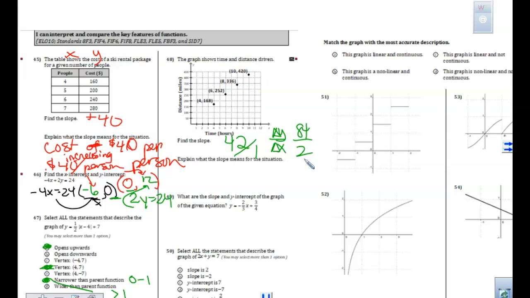So in this situation, how could you describe what it means? Yeah, the car travels 42 miles per hour, right? That's going to be what our rate of change is.